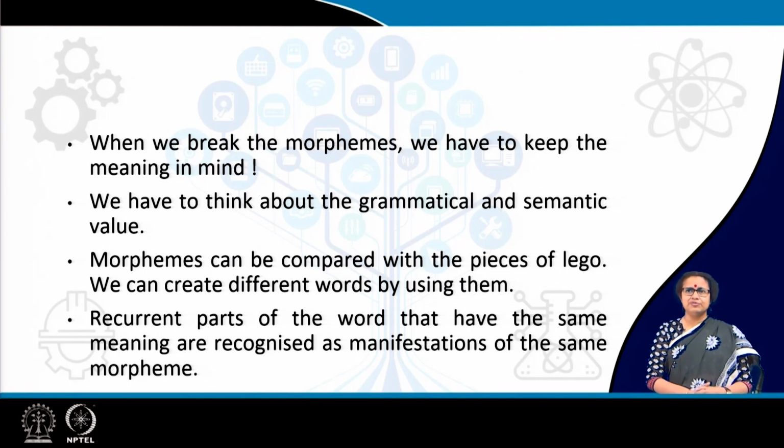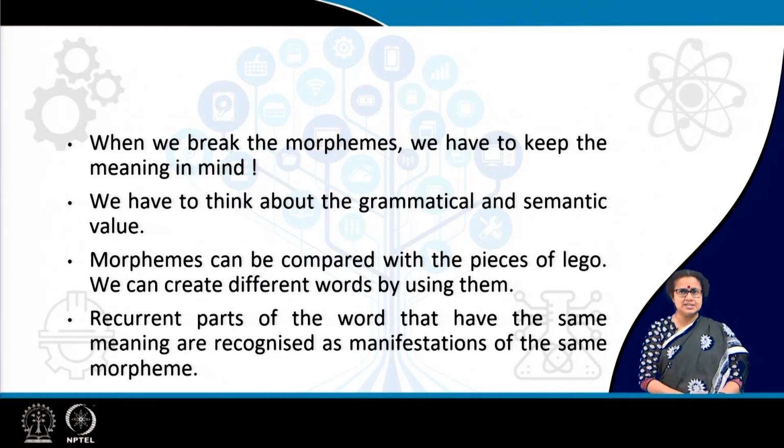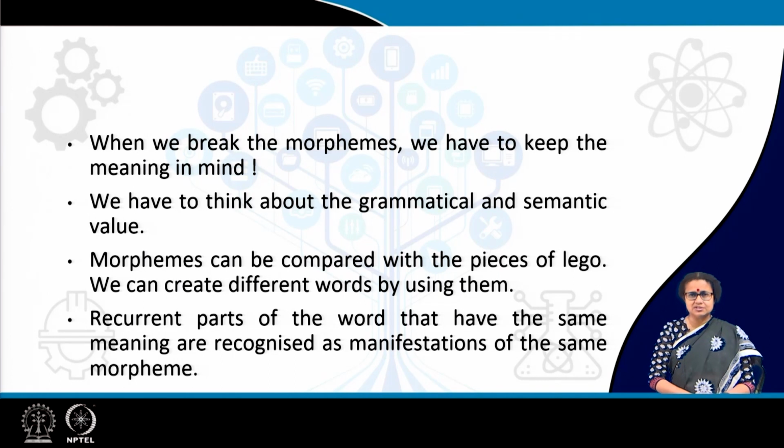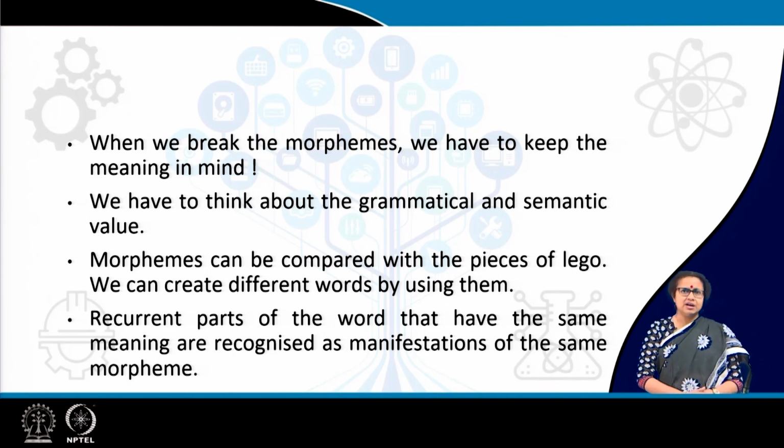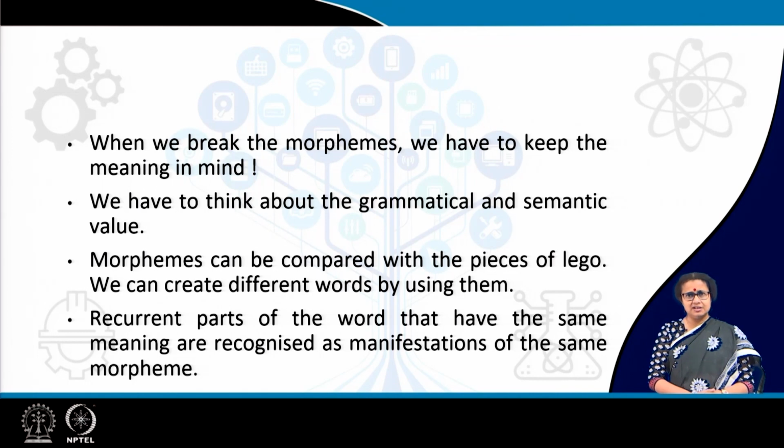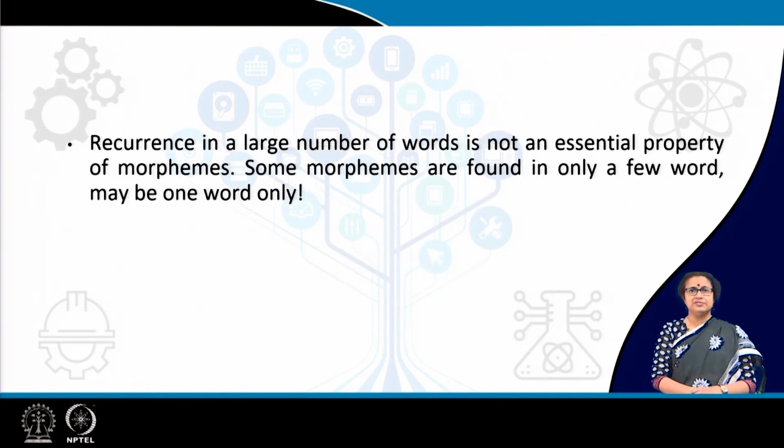So, morphemes are often compared with pieces of Lego. When you build something with Lego, the building blocks, you can create different kinds of items, right. Similarly, we can create different words by using these morphemes, the building blocks. And recurrent parts of the word that have the same meaning are recognized as manifestations of the same morpheme. So, we do club different types of morphemes together. In the next class, we will be talking in more detail about this fact, but today let us talk about it in a different way.